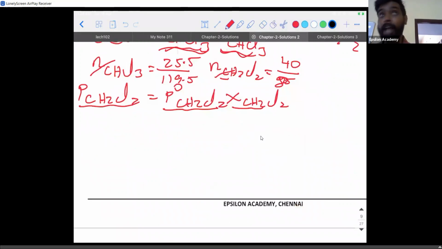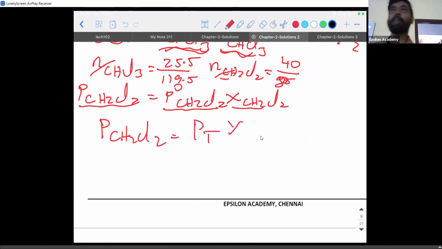Okay, so for Dalton's law of partial pressure, we know the formula. P of CH2Cl2, for example, will be equal to P total into Y. Why am I writing Y? Because it's in vapor phase or gaseous phase, right? Y of CH2Cl2. Again, you calculate one of them, please do not calculate the other one. 1 minus that will give you the answer. Question will show.